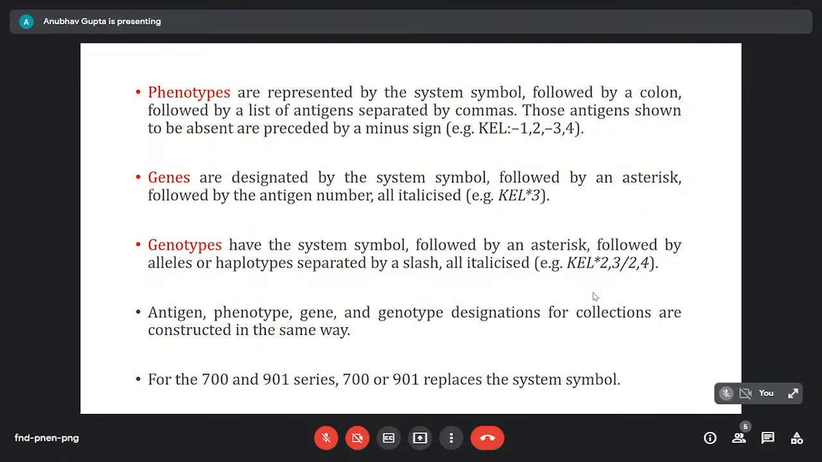For the series, we add 700 and 901. The 700 represents the low frequency antigens, and 901 represents the high frequency antigens. So whenever we write the series or the antigens in the series, we will remove the symbol of that blood group. We will add 700 for the low frequency and 901 series for the high frequency.